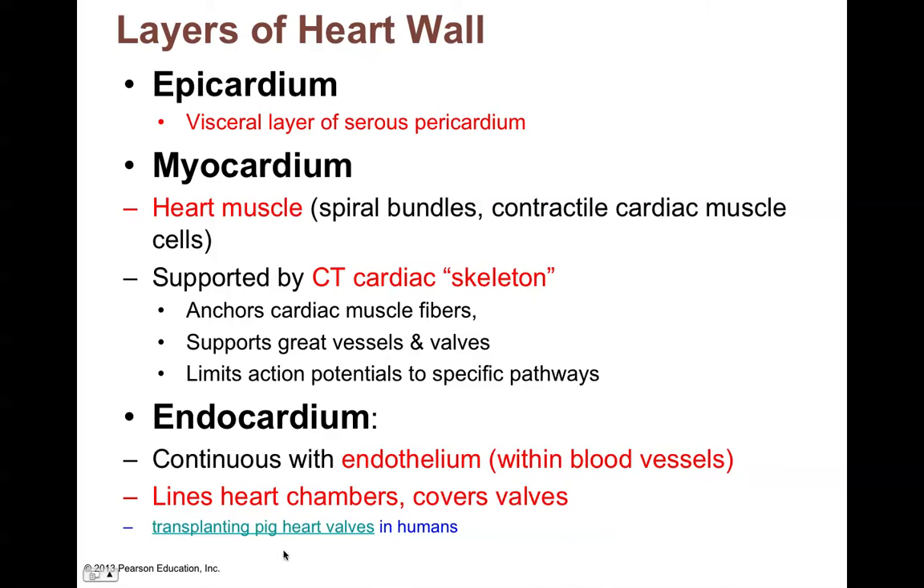And I'm not going to click to this right now, but you can when you're looking yourself. And this is actually a link to an article that talks about why we can transplant pig heart valves into a human, and that's because the endocardium can actually be removed, because we don't want to have any cells that can generate a rejection of that transplant.